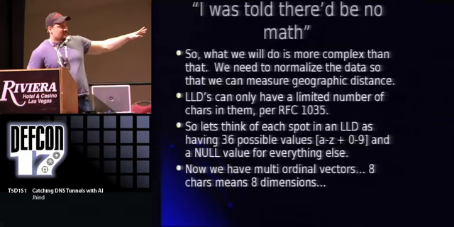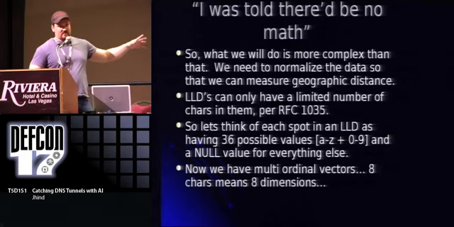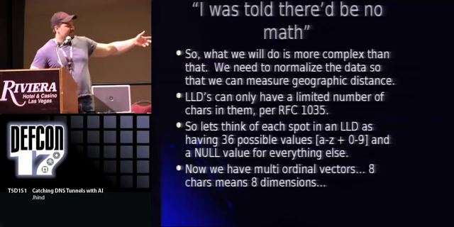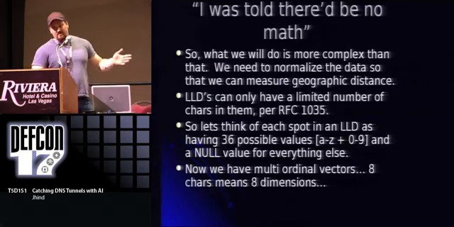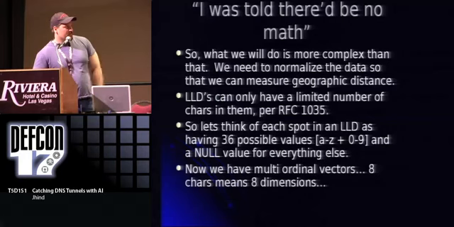Okay. So LLDs can only have a limited number of characters anyway. So says the RFC. Everybody follows RFCs, or most people try. So that really breaks it down to about 36 possible values: A through Z, 0 through 9, null, and then a few oddball characters. I'm actually throwing all the oddball characters out because I don't need them. And we're actually going to do some multi-ordinal vector math.